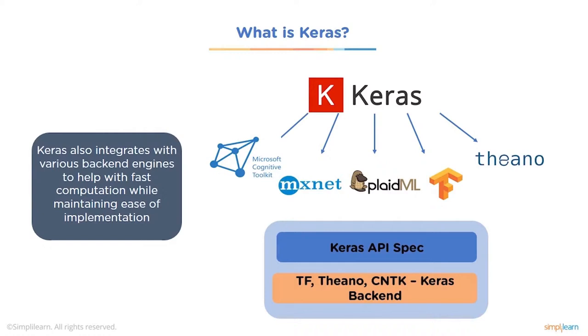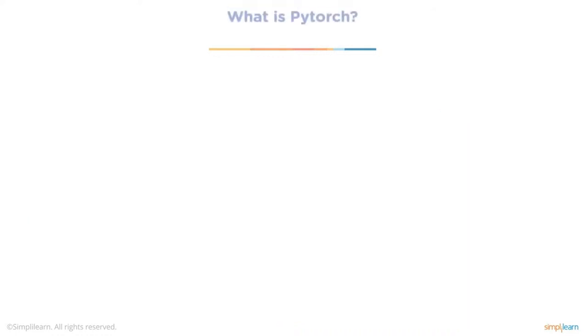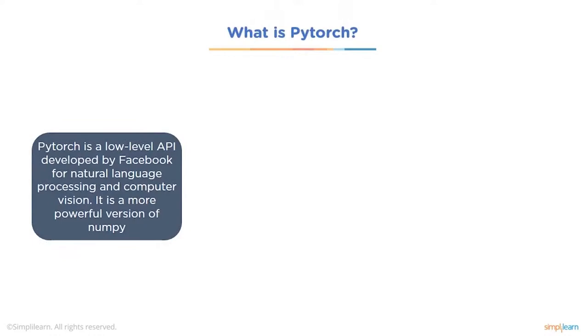Even though Keras supports multiple back-end engines, its primary back-end engine is TensorFlow, and its primary supporter is Google, which means that Keras acts as nothing more but a wrapper class around TensorFlow, Theano, CNTK, PlaidML, or MXNet, which are low-level APIs. Next, we will look at PyTorch. What exactly is PyTorch? PyTorch is a low-level API which is developed by Facebook for natural language processing and computer vision. It is a more powerful version of NumPy.